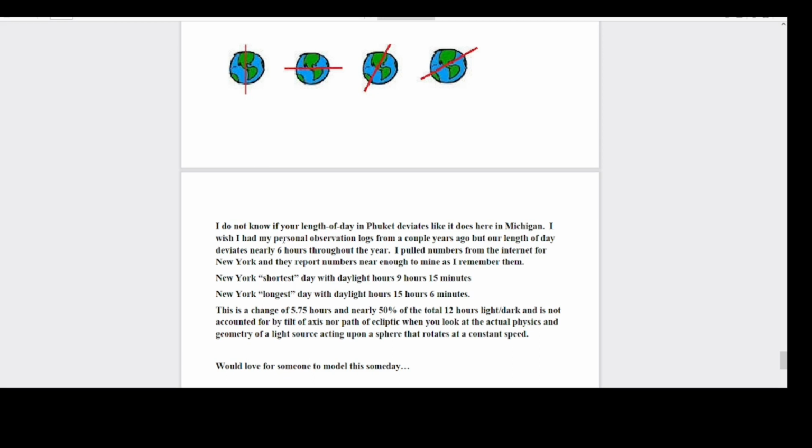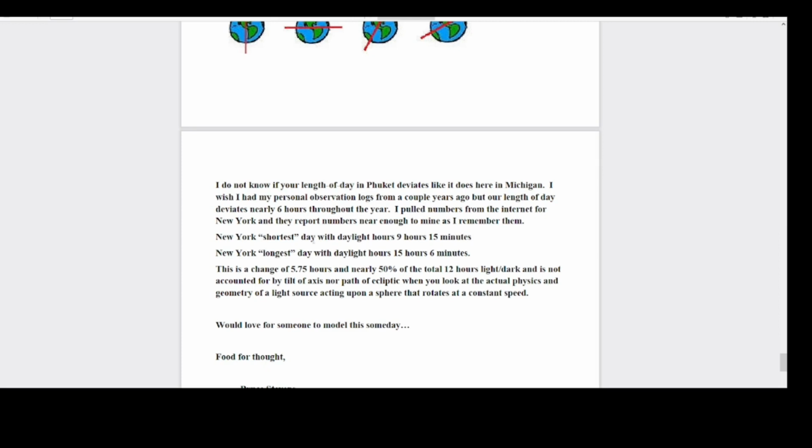He says, "I wish I had my personal observation logs from a couple of years ago, but our length of day deviates nearly 6 hours throughout the year. I pulled numbers from the internet for New York, and they report numbers near enough to mine as I remember them. New York's shortest day with daylight hours is 9 hours and 15 minutes. New York's longest day with daylight hours is 15 hours and 6 minutes.